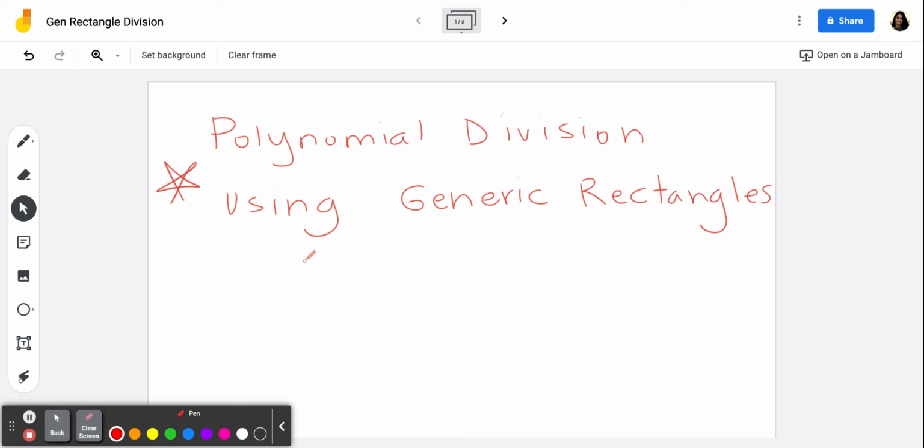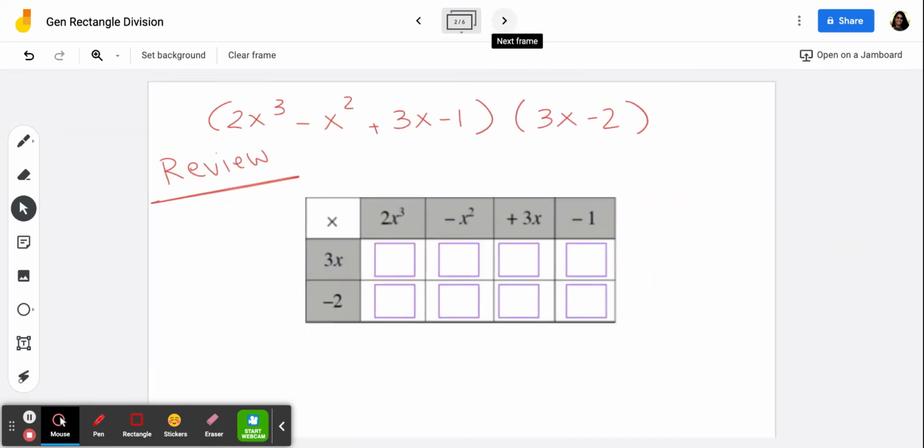Okay, so polynomial division is the topic. You are going to learn 2 methods. Today's method is generic rectangle. All right, so go ahead and title your notes, push pause if you need to, and let's start. So let's review quickly before we get into division, just generic rectangle multiplication, which I don't normally use, but it connects with division. So I'm going to go ahead and do this using the generic rectangle.